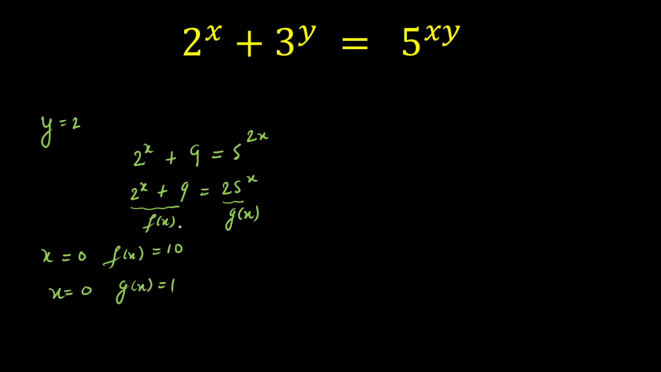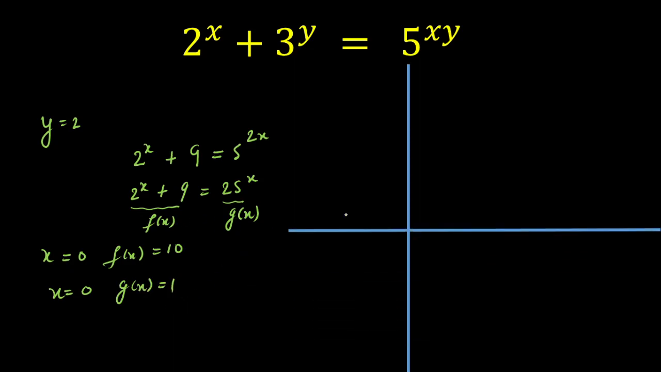Now I'm going to draw f of x and g of x on the x-axis and y-axis. So my f of x will look like this. So f of x I'm drawing with red color, and it is passing through 0 comma 10 somewhere here, and g of x is passing through 0 comma 1 somewhere here. Now let's draw f of x here. So f of x will be something like this, exponential increasing, okay, up to infinity.